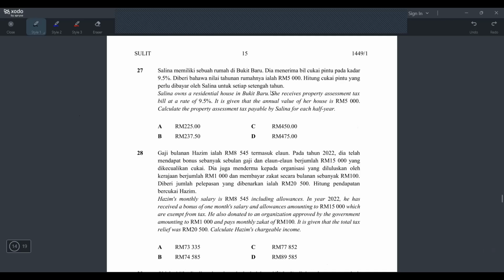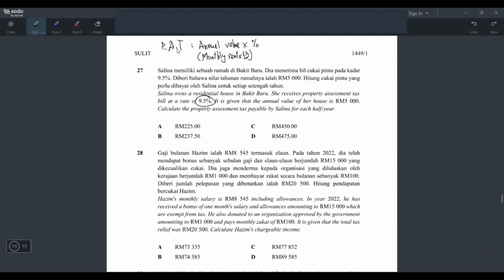Okay, Salina owns a residential house. Should receive property assessment tax, which is cukai pintu. The rate is 9.5%. Okay, let's talk about the PAT tax, the property assessment tax. The formula is take the annual value times the percentage, the rate. And annual value is you take the monthly rent times 12. That's how you get annual value. Make sure you know this.